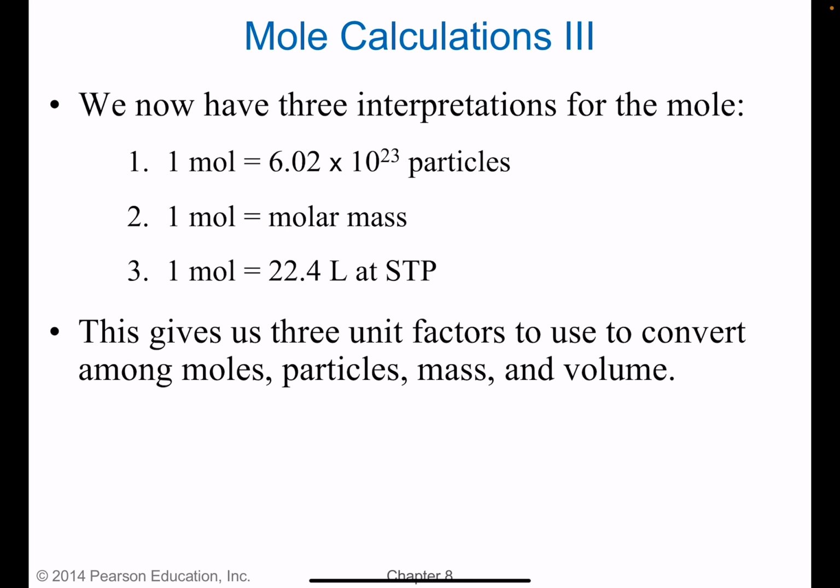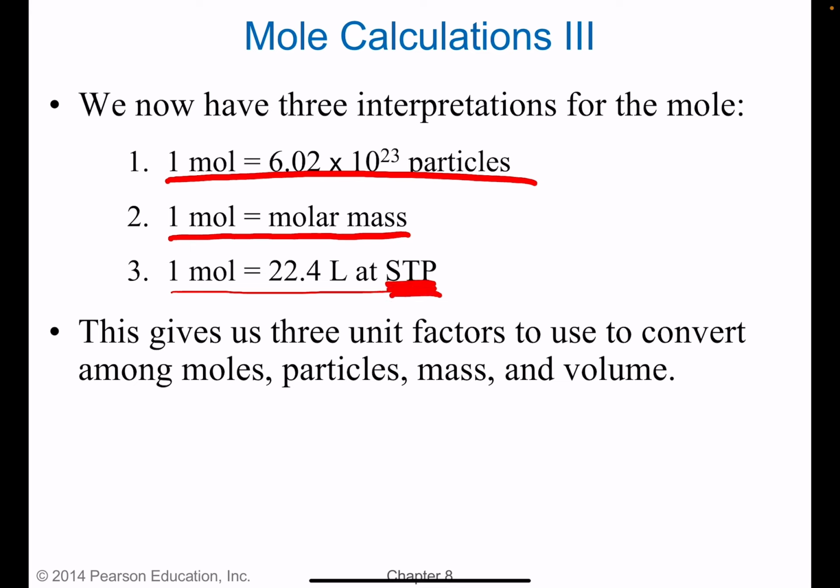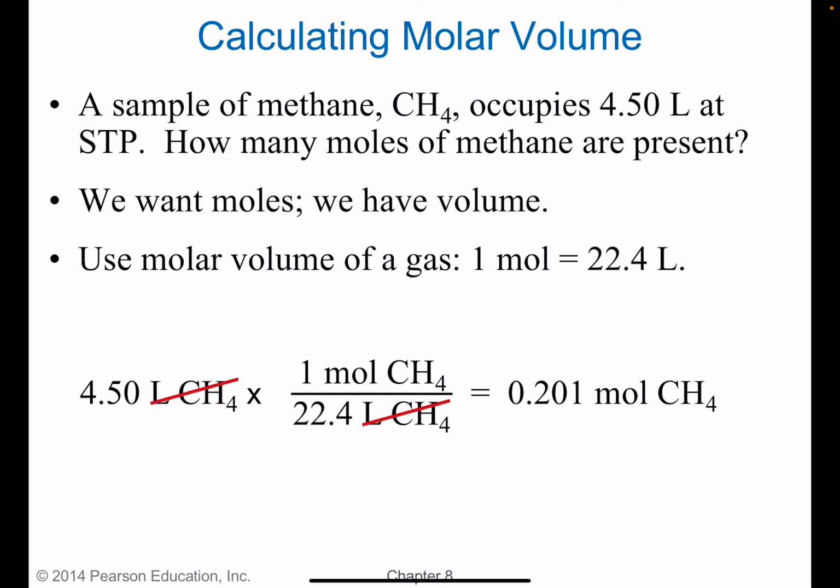So we've got three different interpretations for the mole. One mole equals 6.022 times 10 to the 23rd particles. One mole equals the molar mass of the gas or the substance, whatever it happens to be, based off of the decimal values from the periodic table. And one mole equals 22.4 liters for a gas at standard temperature and pressure. So three different unit factors for the sake of doing conversions to go between moles, particles, grams for mass, liters for volume, and back and forth.